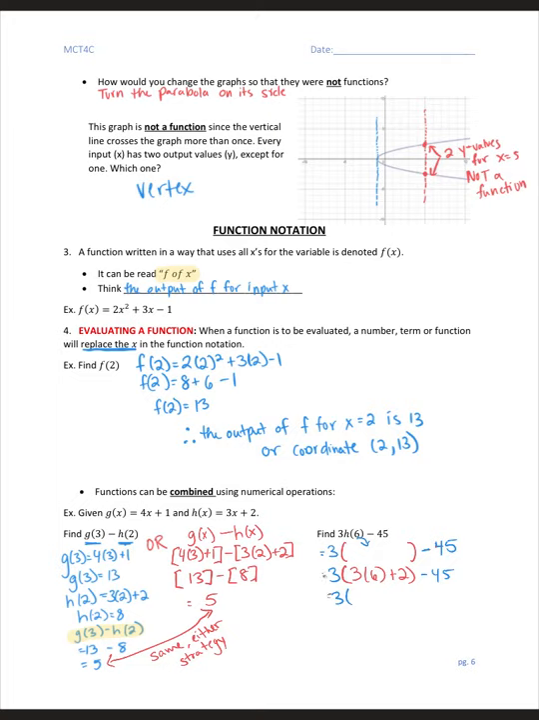And then just start simplifying. So 3 times 6 is 18. 18 plus 2 is 20. 3 times 20 is 60. 60 minus 45 is 15. Okay, so there are lots of ways that we can combine functions. There's one more that we're going to look at for the notes today.